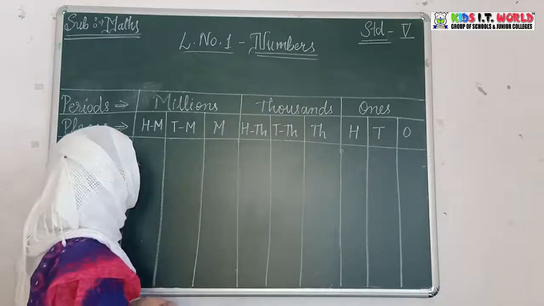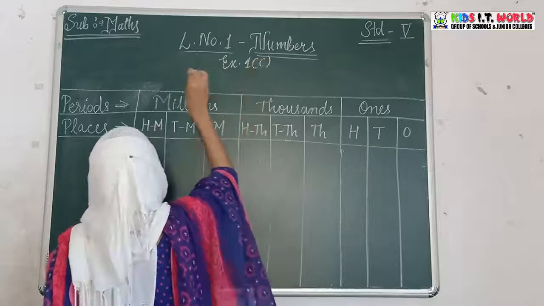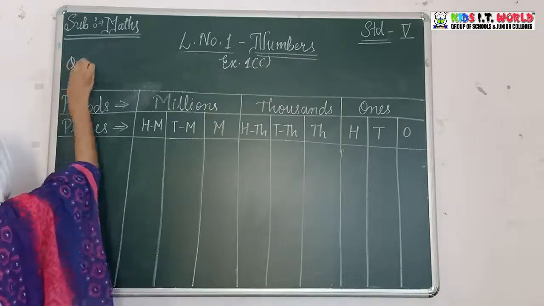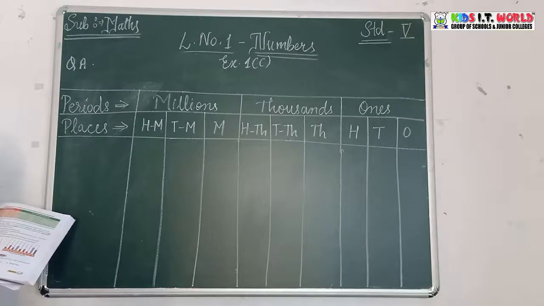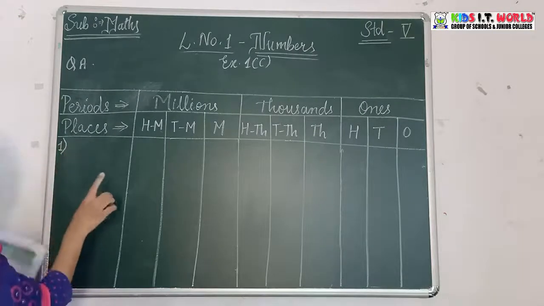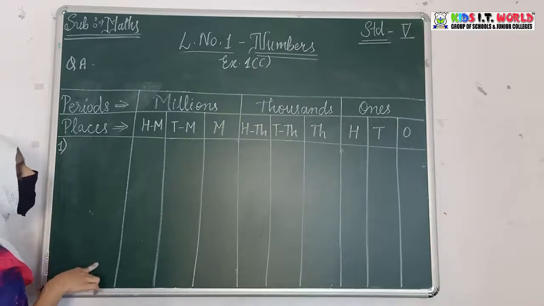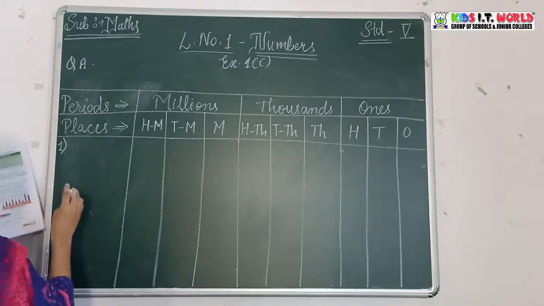So write down exercise number 4C, question A. See the question from the workbook, page number 13. Write the number names for each of the following numerals in the international system. So write down the first question here. Make an international place value chart like this with the pencil and scale only. Make these columns properly.